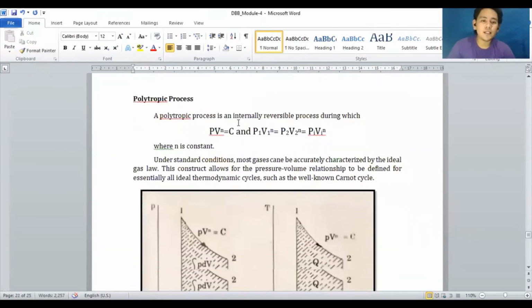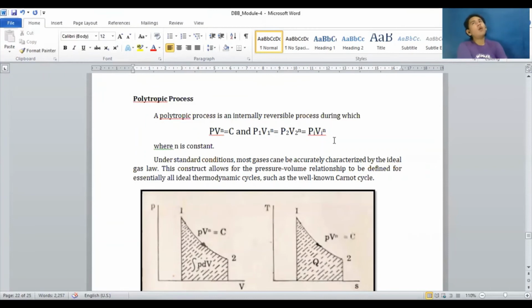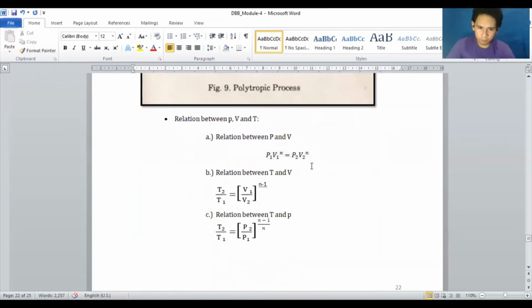And for the last process of the ideal gas, which is the polytropic process. A polytropic process is an internally reversible process during which PV raised to N equals constant. Now, the polytropic process is almost the same as the isentropic process, except for its exponent. In isentropic it is K, here it is N. But the formula itself is the same, where N is constant.